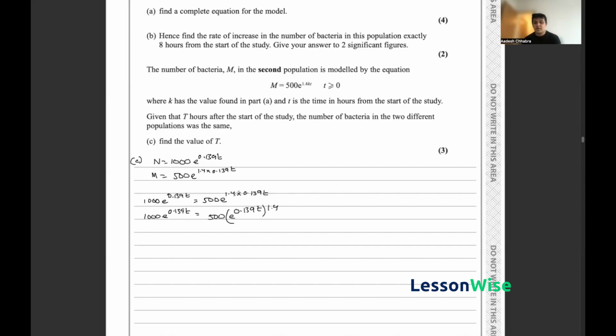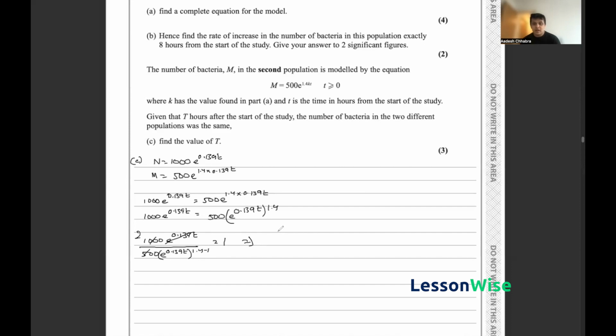So if we divide both sides by the right hand side term, we get 1000 e to the power 0.139T divided by 500 times e to the power of 0.139T to the power of 1.4. Now we can equate this to 1, because if we divide it by the right hand side entirely, this is left as equal to 1, and we can cancel out this fraction here. We know that 1000 and 500 cancel out to make 2, and then the e term can be cancelled out by cancelling the whole thing out on the numerator and then taking away 1 from the power in the denominator.